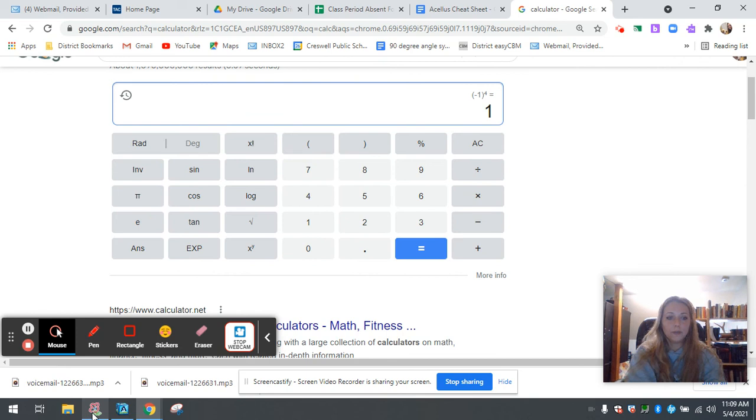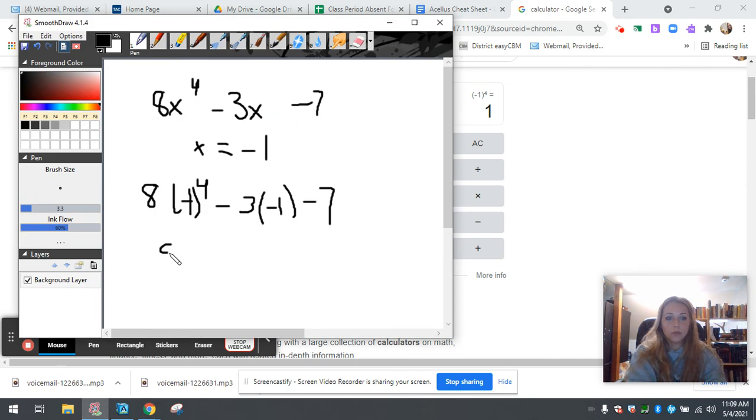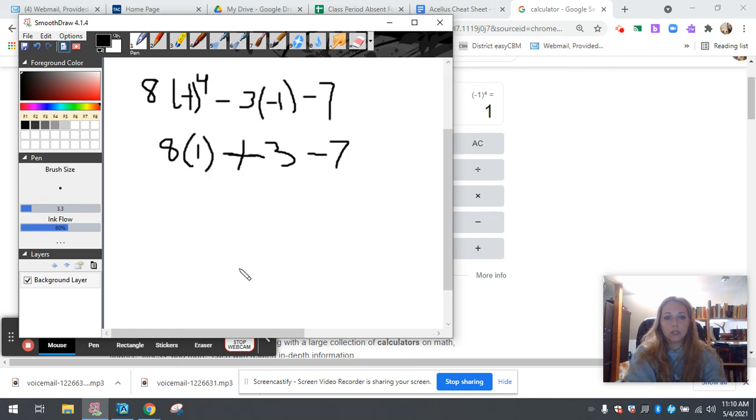We get 1. So rewrite the problem. 8 times 1 minus 3 times negative 1 would be negative 3 minus 7. Remember, when you have a minus a negative, those kind of cancel out and you get plus. We do have multiplication, so I'm going to do my multiplication before I do the addition and subtraction here. 8 times 1 is 8.